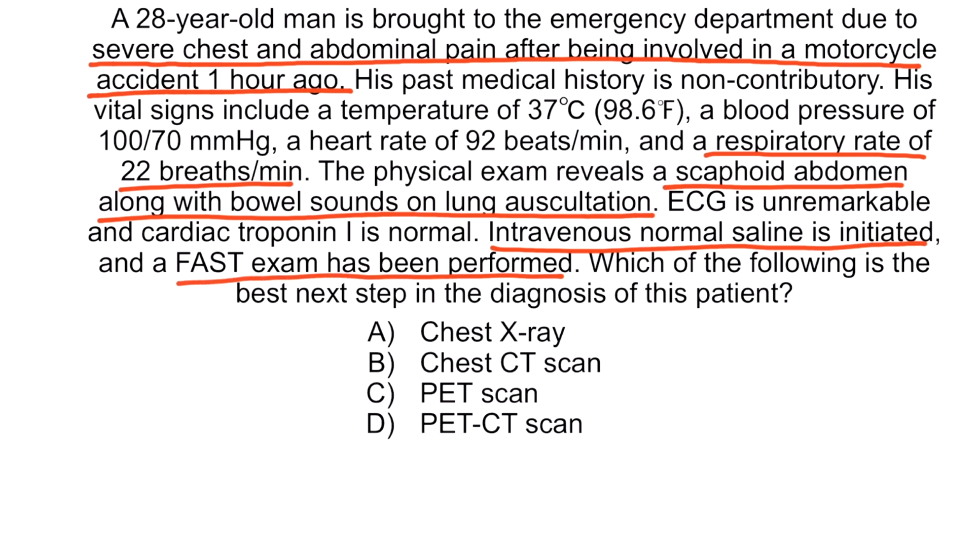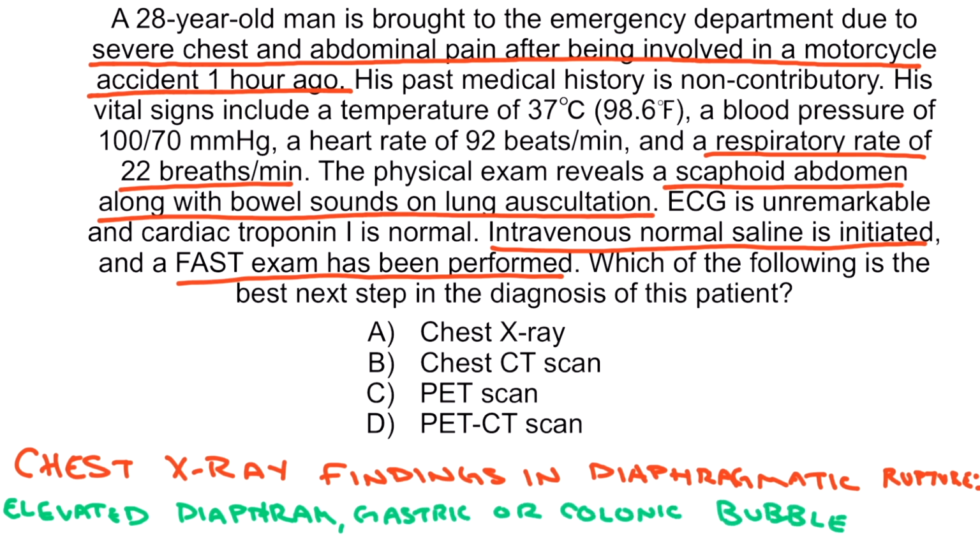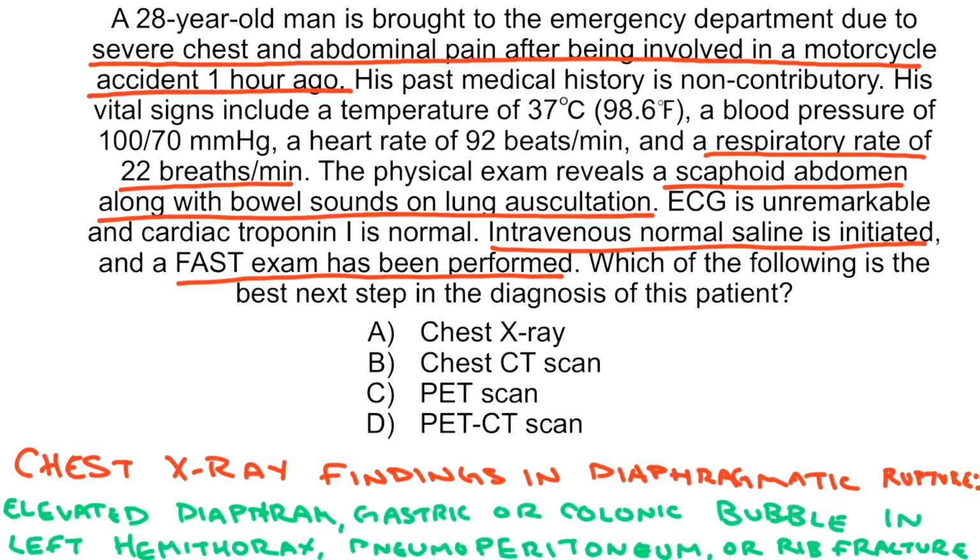The best next step in the diagnosis of the diaphragmatic rupture is a chest X-ray. Chest X-ray typically shows an elevated diaphragm and a gastric or colonic bubble in the left hemithorax. It may also show pneumoperitoneum or rib fracture. Therefore, the correct answer is option A.